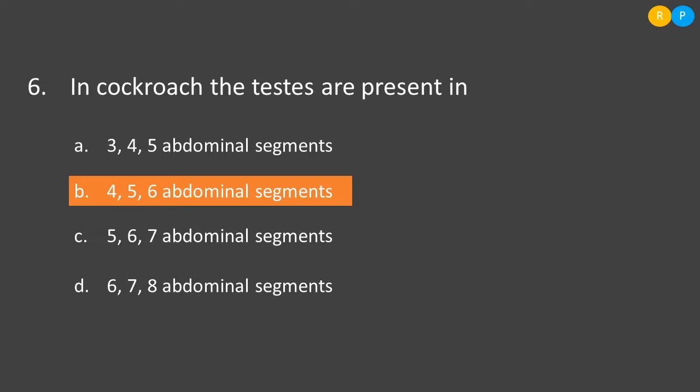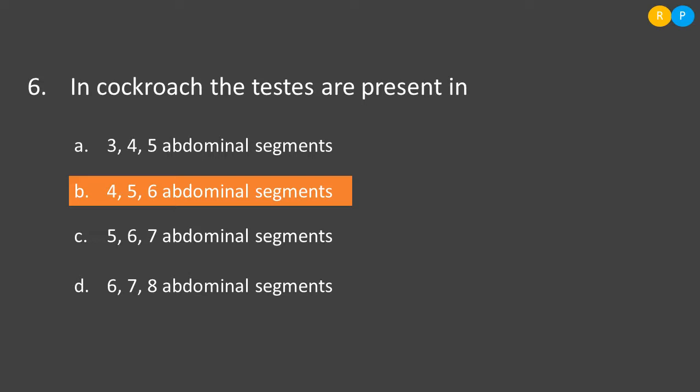Option A, 3rd, 4th and 5th abdominal segment. This is not the actual location where the testes are found. Then option B, 4th, 5th and 6th abdominal segment. This is the actual location where we notice the testes, because the testes are paired structures. They are situated in the dorsolateral region, just below the 4th, 5th and 6th abdominal segments among the fat bodies. So the correct answer is option B.